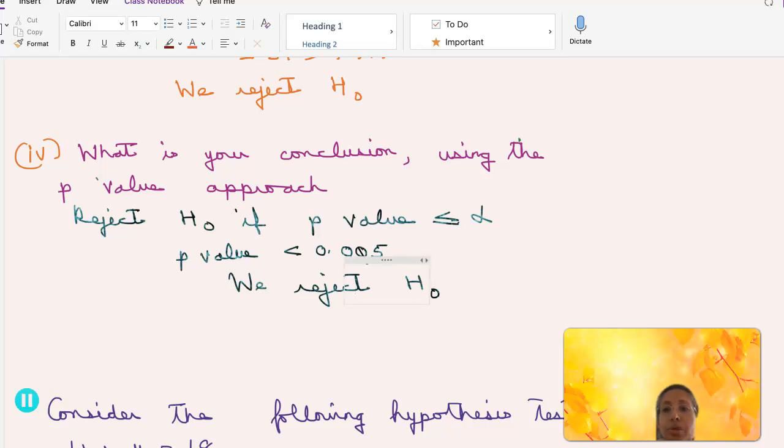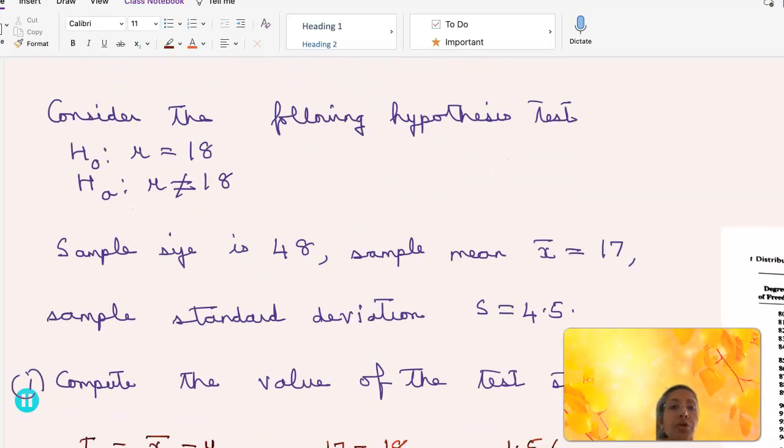Now coming to the next question, consider the following hypothesis test. The null hypothesis is mu equal to 18 and the alternate hypothesis is mu not equal to 18. So what sort of a test is this? This is a two-tailed test. The sample size is 48, sample mean x bar is 17, sample standard deviation s is 4.5. So these are the parameters given to you.